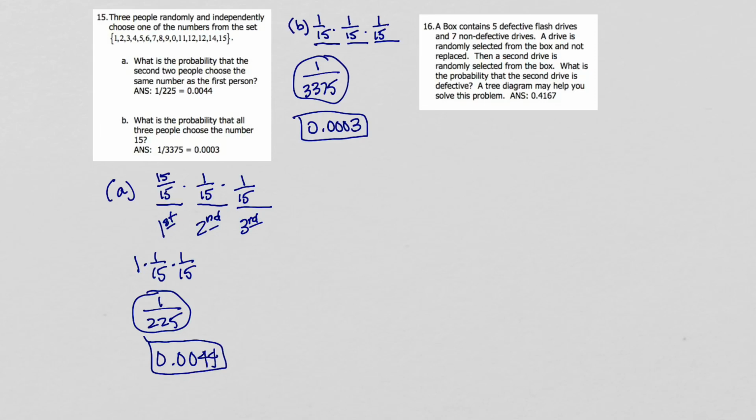Now in 16, we've got a box containing flash drives, so I'm going to summarize this by drawing our box. So there's 5 defectives and 7 non-defectives, D primes. So N altogether is 12, and we're going to randomly select a drive from the box and not replace it. Then we'll choose a second drive.